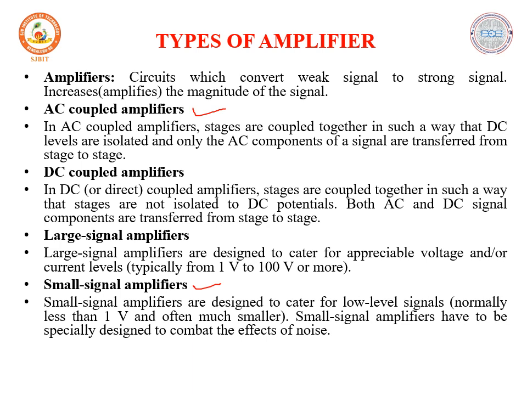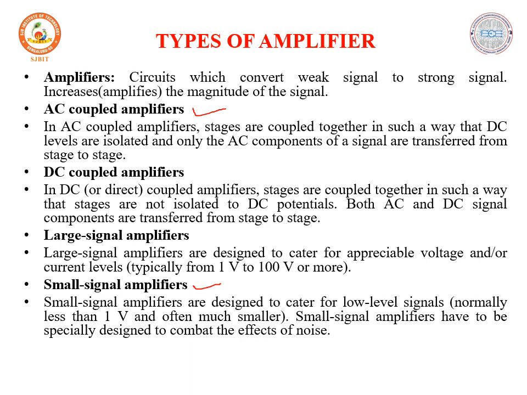In the DC coupled amplifier, or direct coupled amplifier, stages are coupled together in such a way that the stages are not isolated to DC potentials. Both AC and DC signal components are transferred from stage to stage. Next, large signal amplifiers. Large signal amplifiers are designed to cater for appreciable voltage and current levels, typically from 1 volt to 100 volts or more.